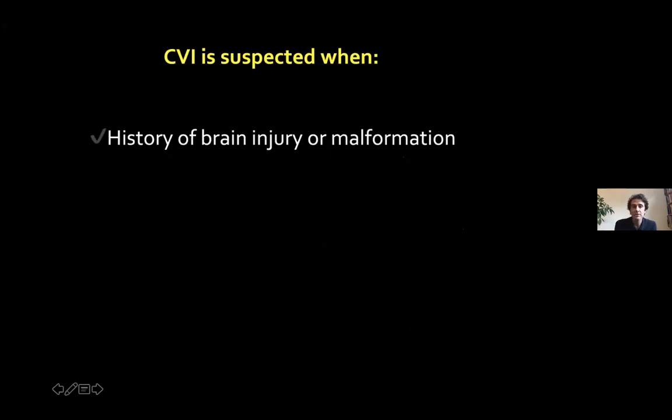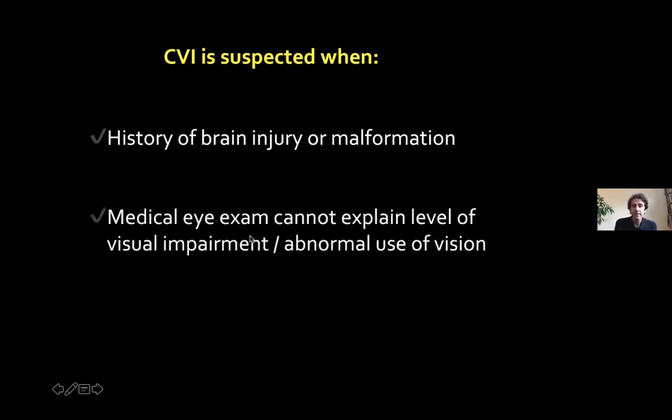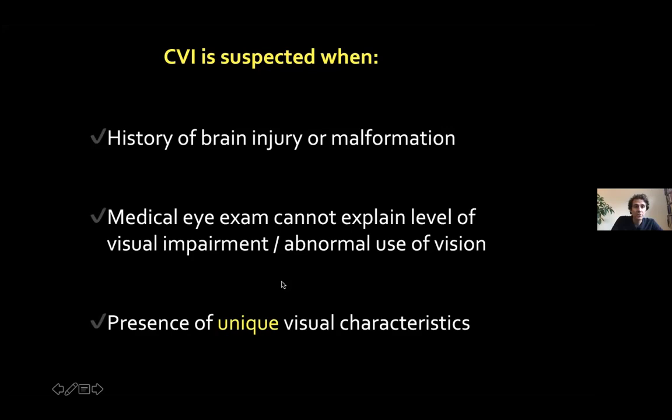So the major criteria for diagnosing CVI are these three pieces. There must be some history of brain injury or malformation that could explain the neurological visual impairment that's occurred. And we'll look at some examples of what those common medical histories are. There must be a clinical eye exam from an ophthalmologist or an optometrist. And the reason for that is that we want to be able to rule out if there's something else going on that could be explaining the abnormal use of vision. So we want to know, is the structure of the eye healthy and okay? Or is there something else going on that we also need to be aware of? Most importantly, and this is why CVI is such an observation-based condition, there's the presence of unique visual characteristics.